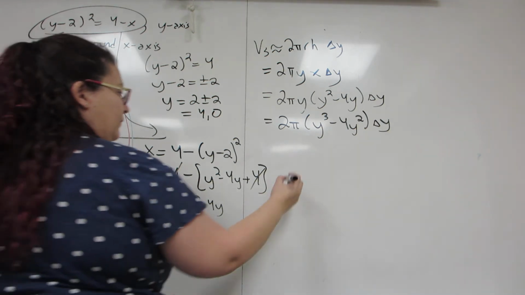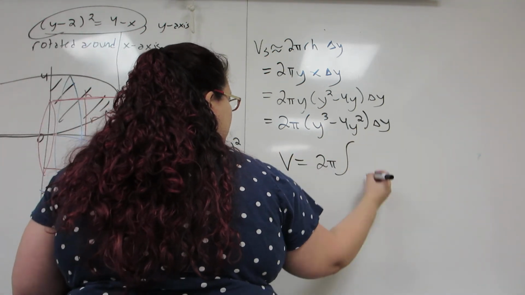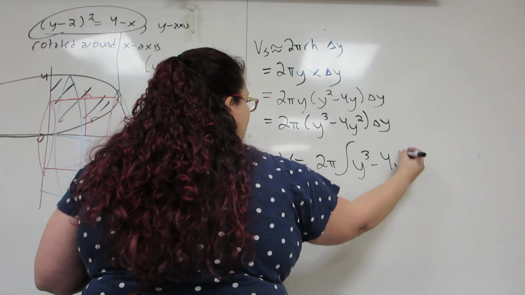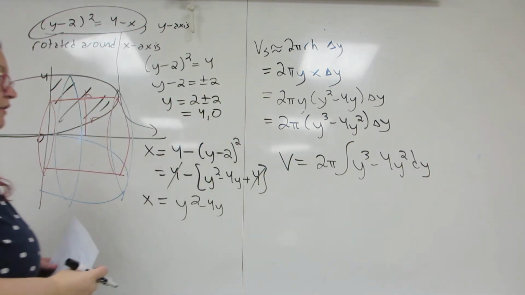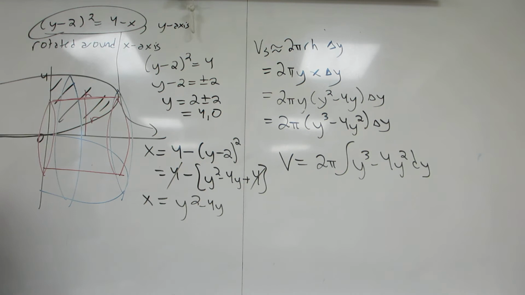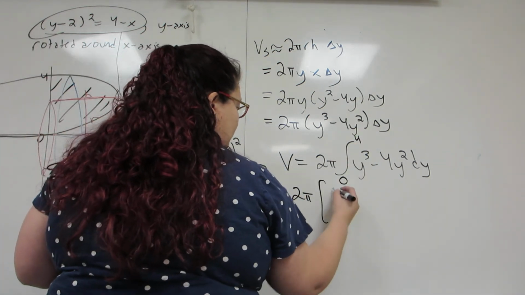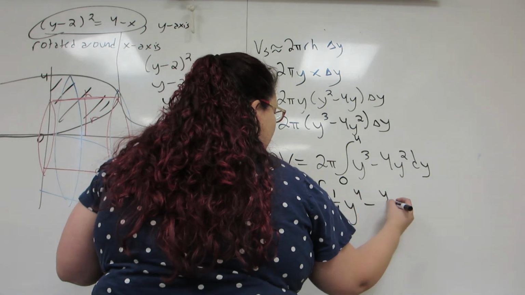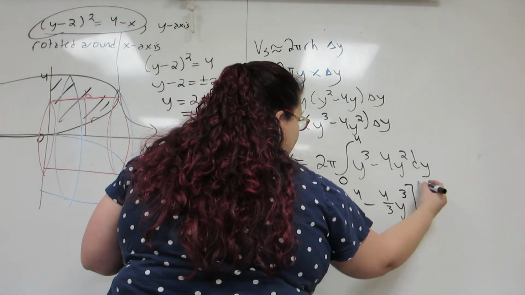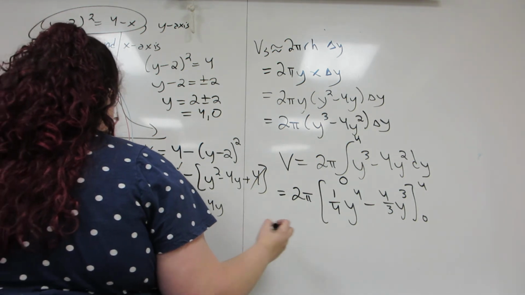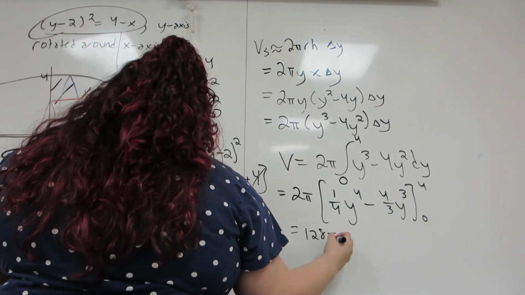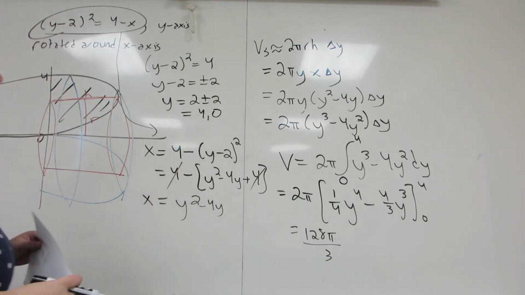So my volume is given by this integral. Once again, we need to be careful with the limits of integration. They are the furthest y coordinates from the original region, which is the black. So they are that 0 and 4 that I found earlier. So I take my antiderivative, plug in 0 and 4, and I get a volume of 128 pi over 3 for my bundt cake shape.